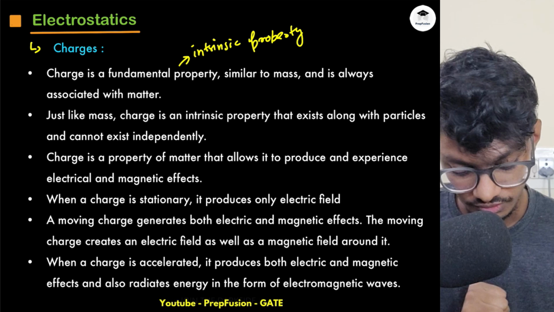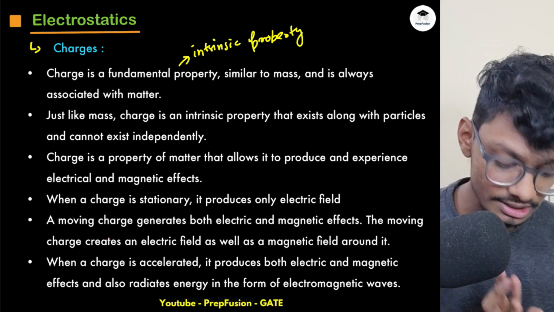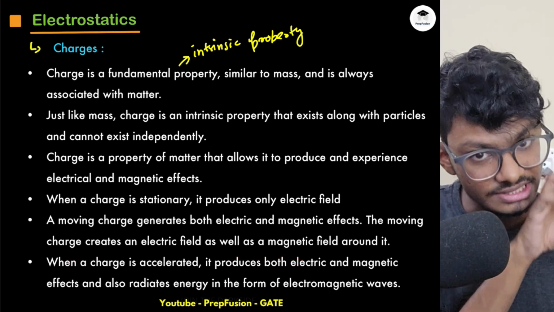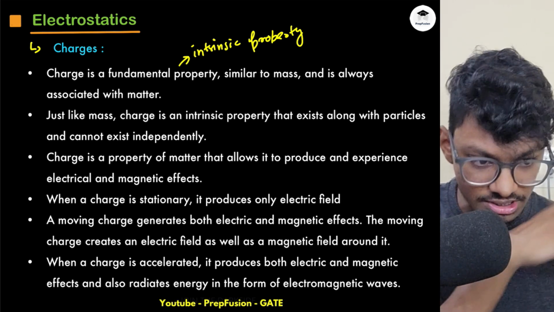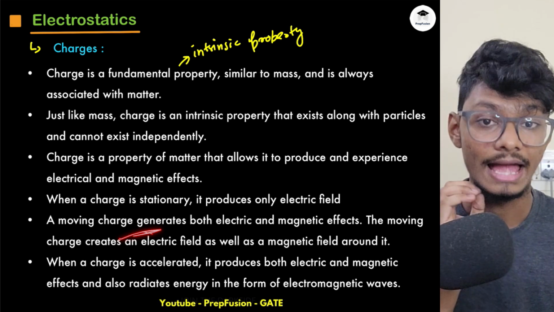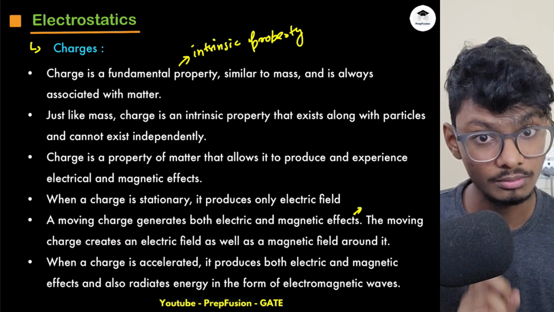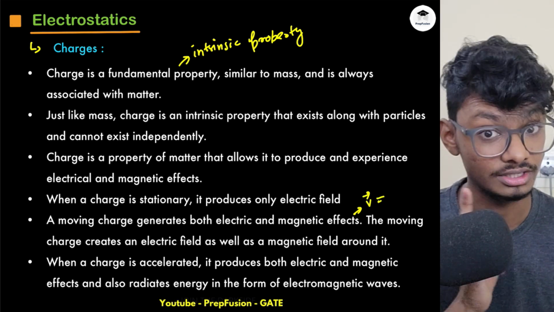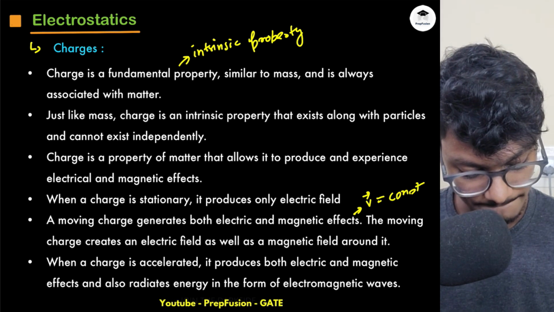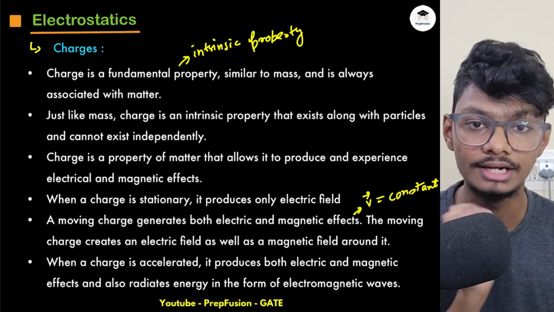If a charge is moving, it will generate both electric as well as magnetic effects. The moving charge creates an electric field as well as a magnetic field. A stationary charge creates only electric field. A moving charge will create electric and magnetic field. Now, when a charge is accelerated, here the acceleration was 0, that is the velocity was constant. Remember I am talking about velocity, the velocity vector, not speed. The velocity vector needs to be constant. If the velocity is constant, it will create electric and magnetic field.